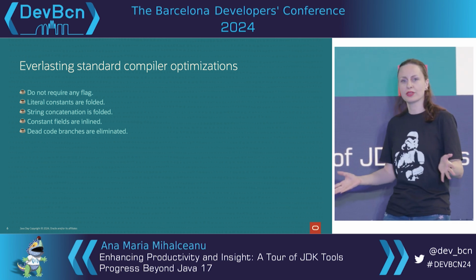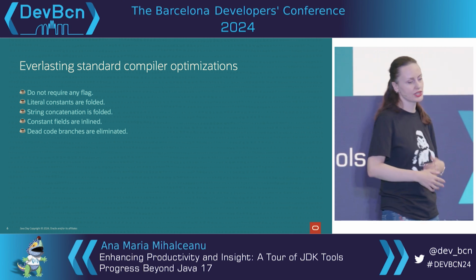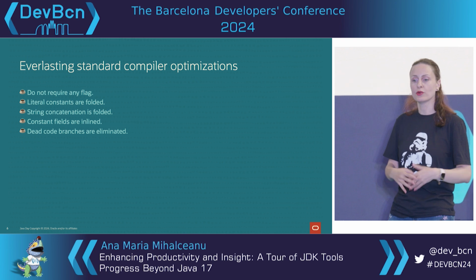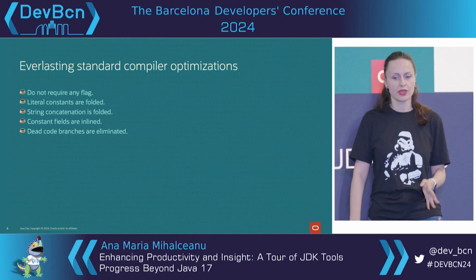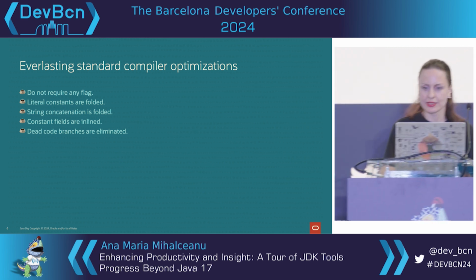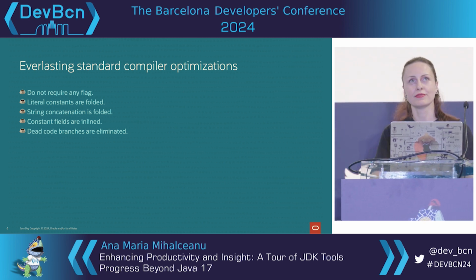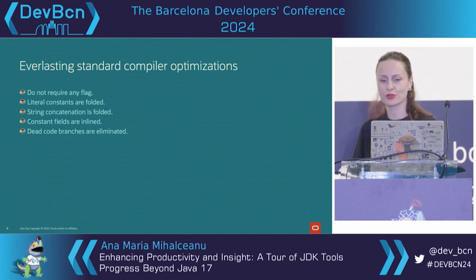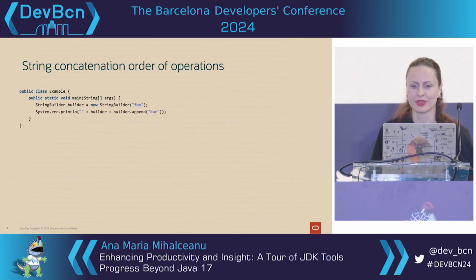And the great thing about this is that your constants are folded. There's string concatenation that is folded by default. The constants are inlined. And of course, if there's any dead code there, that is being eliminated. Yet, the compiler has a few catches, a few things that were enhanced or fixed after Java 17. And now I'll need a little bit of your help.